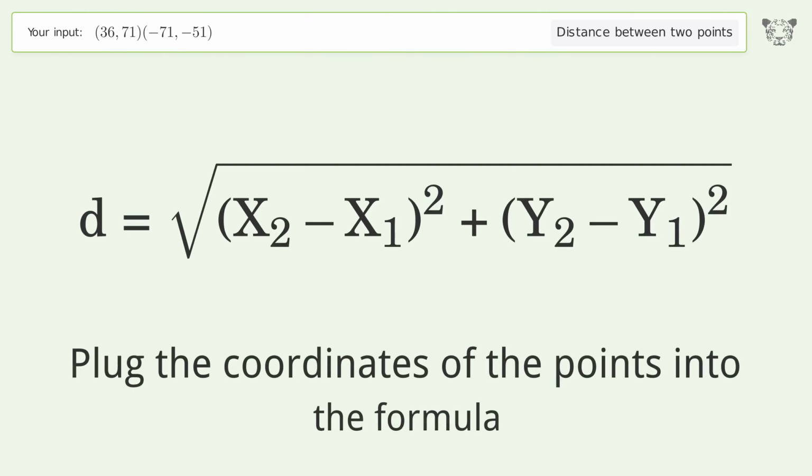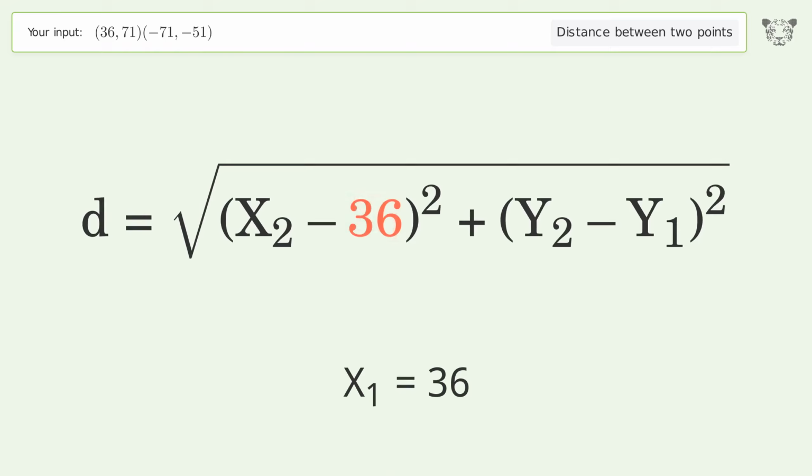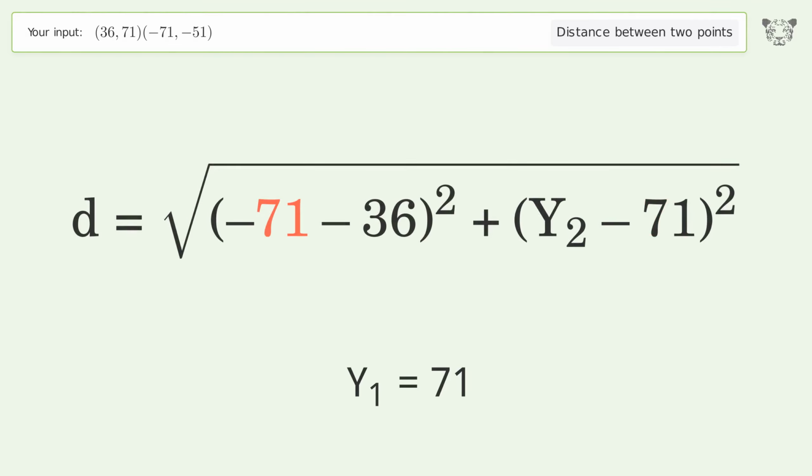Plug the coordinates of the points into the formula. x1 equals 36. x2 equals negative 71. y1 equals 71. y2 equals negative 51.